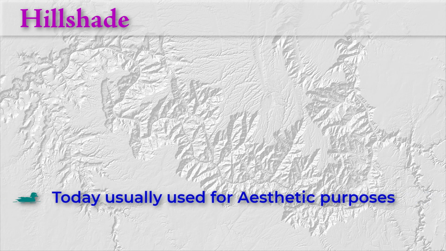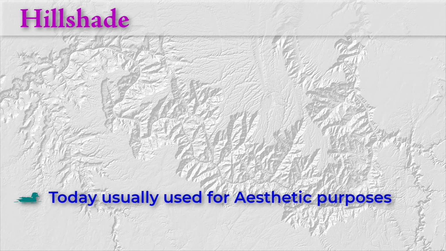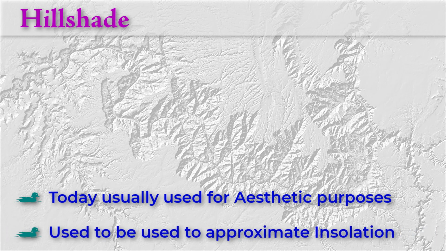These days, hillshades are primarily used for aesthetic purposes, but in the past they were also used as an approximation for solar insolation. They wouldn't give you the exact amount of energy hitting the ground, at least not easily. You could come up with a rough conversion factor if you did some research, but they did do a great job of showing the relative amount of sunlight.